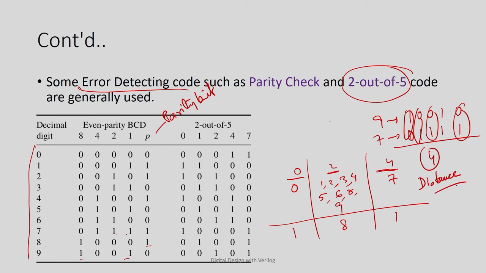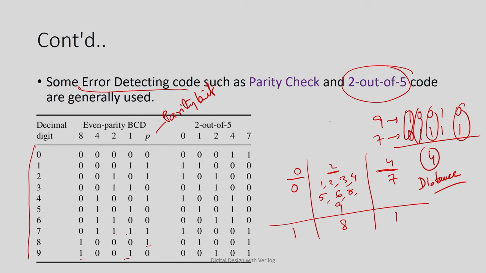But you cannot have two values which have distance 1, because they always have an even number of 1s. So even if you try a single bit flip, it will always become an odd number of 1s, so it will never go to another valid one. This way, this even parity based BCD is an error detecting code.